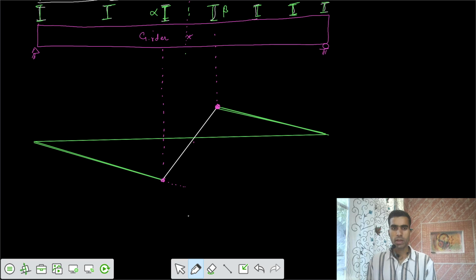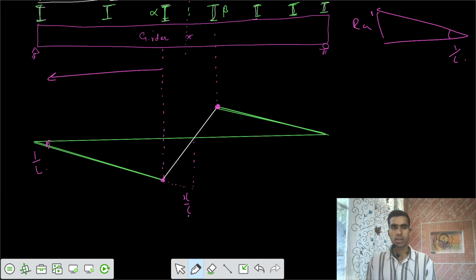And this value would be equal to x by L. We know the slope: when we have reaction A, the total unit was 1 and the slope was 1 by L. Similarly, we have the slope here also 1 by L, total L. And if I know that, I can get the ordinate here. If I say this is x, this ordinate is also x by L. And if this is some A, this is A by L. And this is some B, this is B by L ordinate.